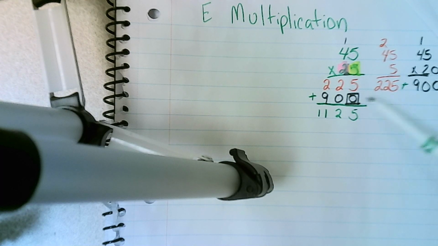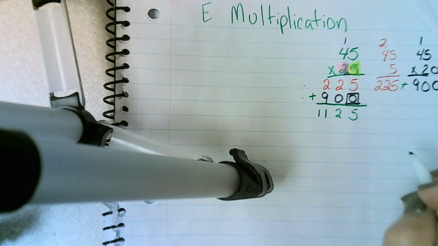And if you look, it is 225 and 900 added together, so it is 20 times 45 and 5 times 45. These are both partial products. This is the final product, or the actual product. All a product is, is an answer to a multiplication problem. These are both partial products, and that is the product, the answer. Okay, I'm going to do one more.